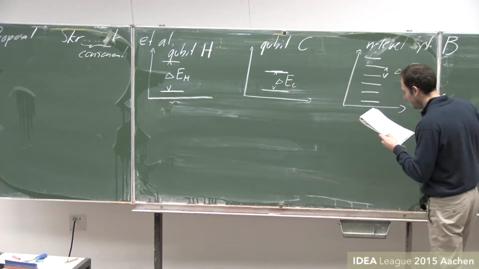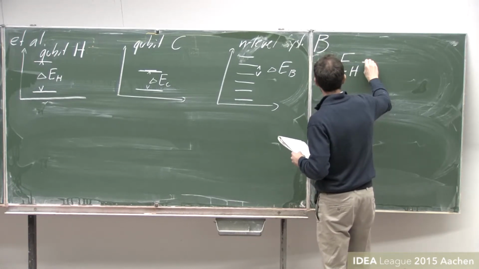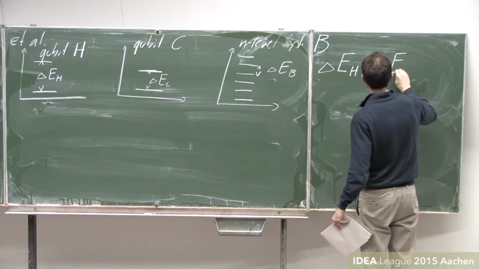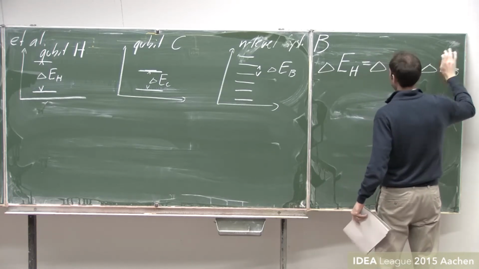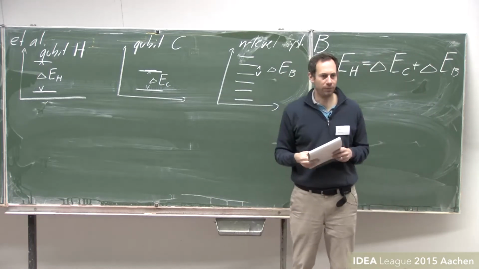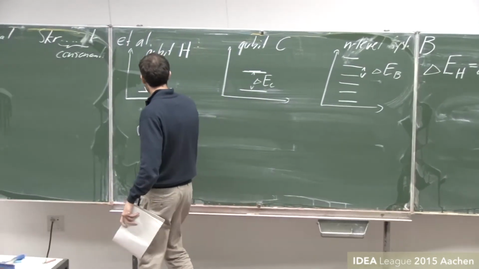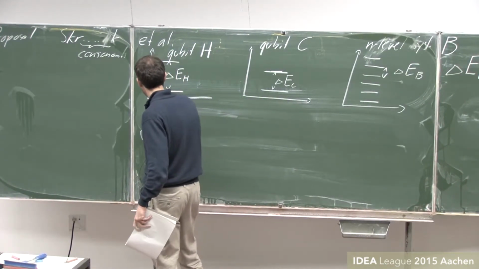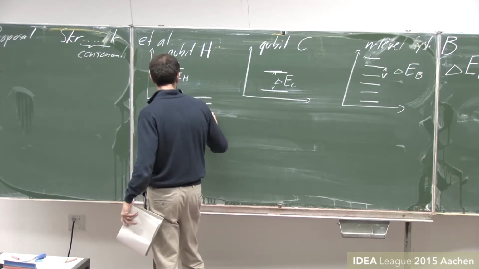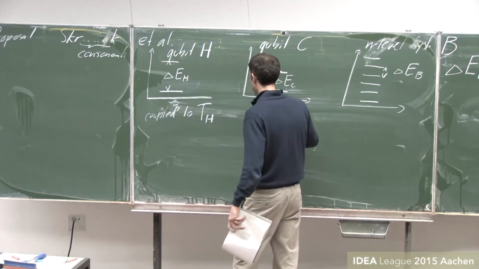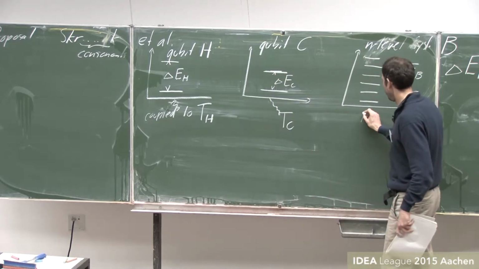And I have the following consistency constraint, namely that Δ, the energy difference of the hot reservoir, should be equal to that of the cold reservoir plus the energy difference of the battery. So this is my requirement for the system. And the idea is that this qubit here, as the name indicates, is coupled to a thermal bath at the high temperature, and this is coupled to some thermal bath at the cold temperature, and this is isolated.